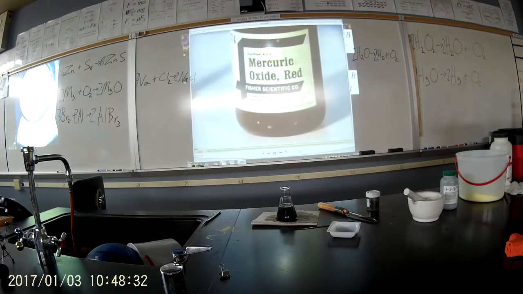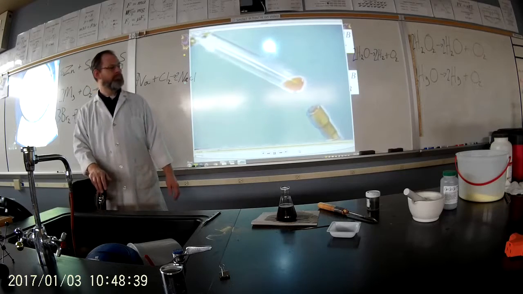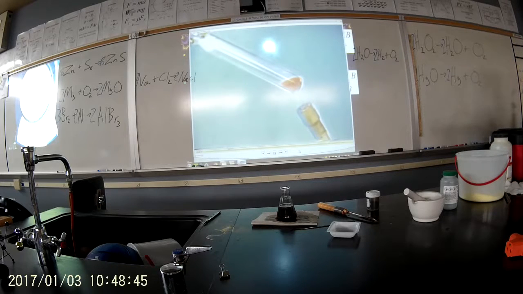Mercury II oxide, labeled here with an old-fashioned name, mercuric oxide, is a red powder. When red mercury II oxide is heated in a test tube, it darkens in color. As the heating continues, the mercury II oxide begins to decompose into its elements to give oxygen and metallic mercury. The metallic mercury condenses as silver droplets on the cooler part of the tube.